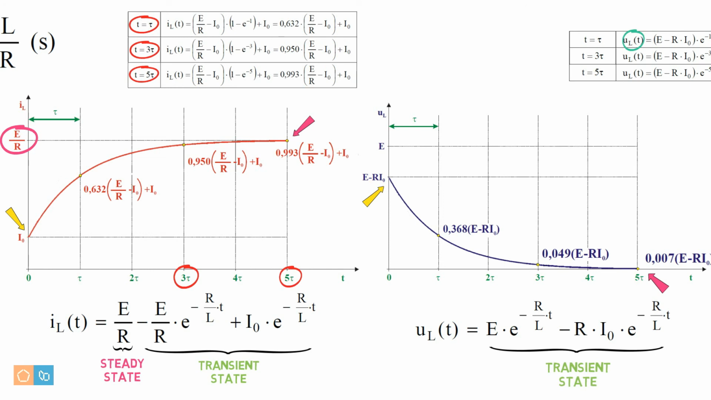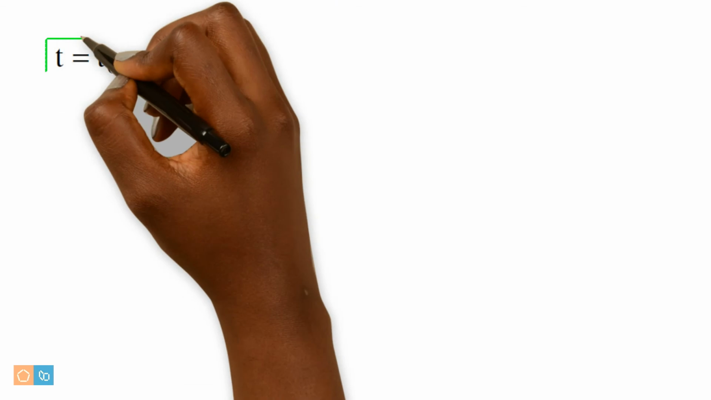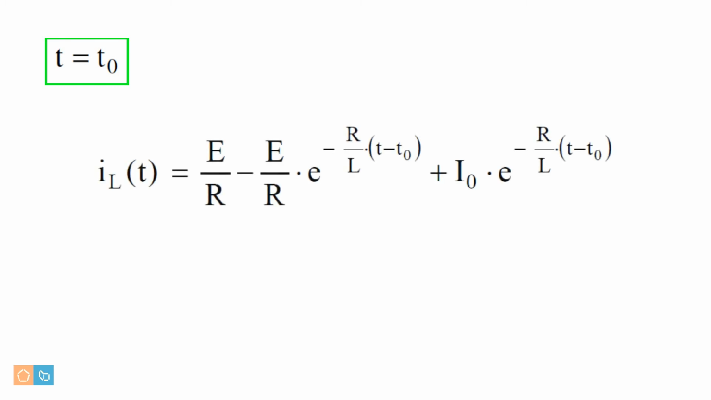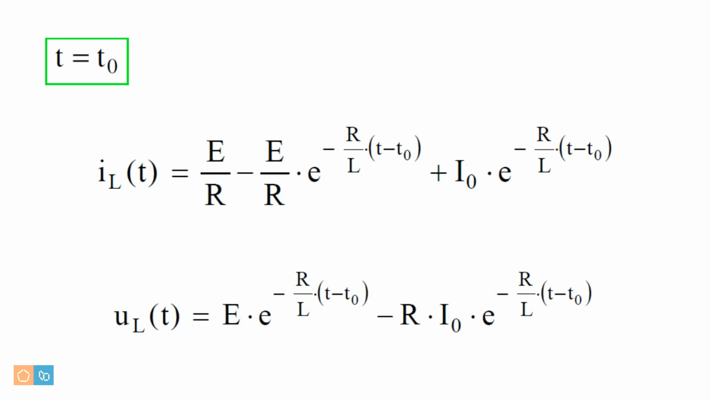But let's take a look at another situation. If the switch K is opened at an instant t equal to t0 instead of at time 0, we use the same line of thought with only a few tweaks. The current on the inductor will be defined by this expression, and the voltage across the inductor by this one.